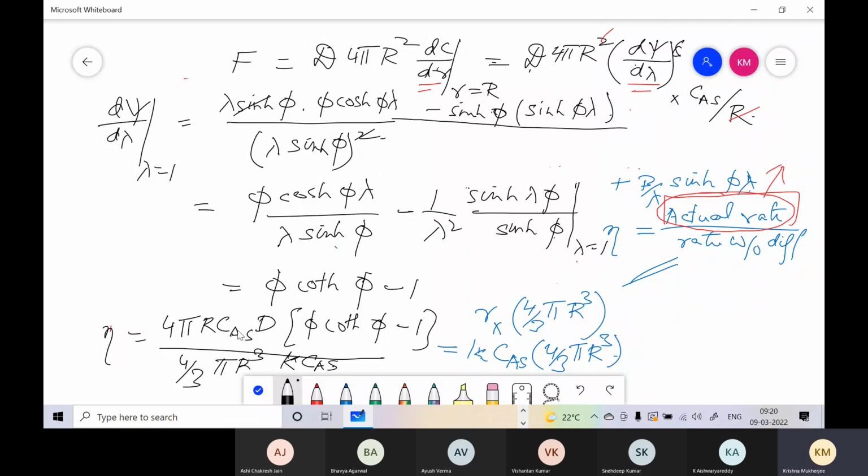So the efficiency is 4 pi r CAS d. That was the reaction here, into CAS by r. So this was 4 pi r CAS d upon this expression here. Now what is this equal to? Now we will rub this part out, and I hope you are following this derivation, because I want you to be ready.